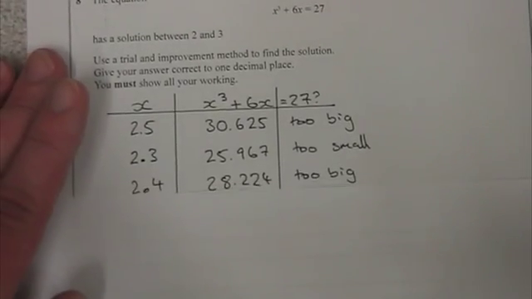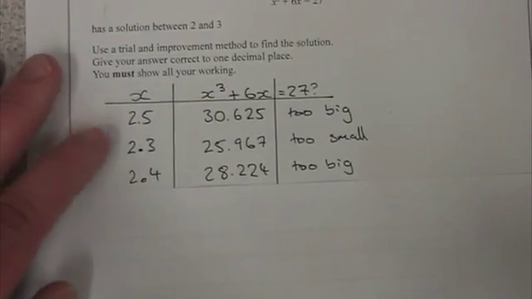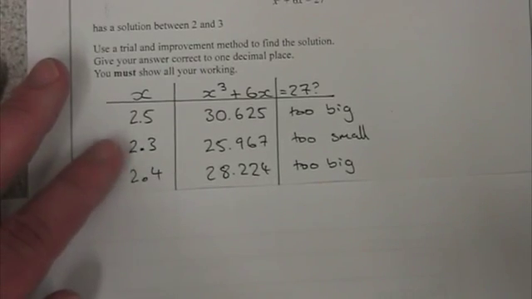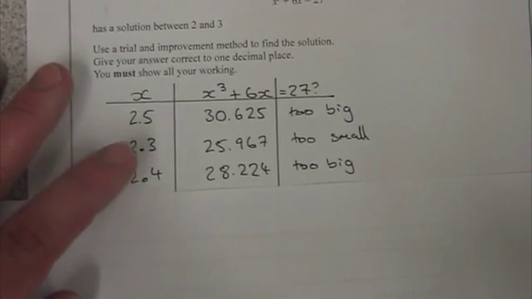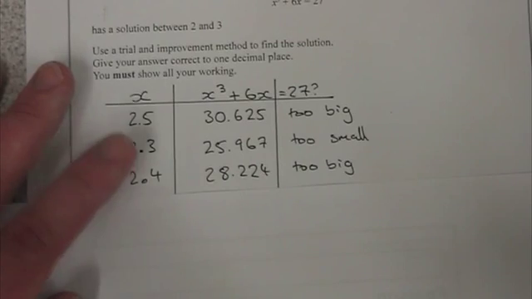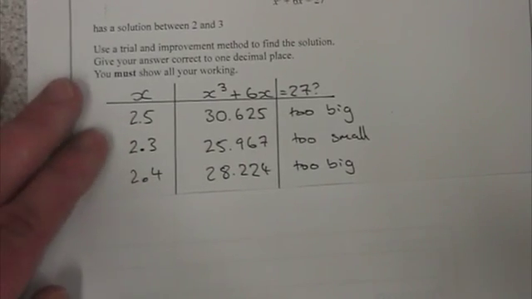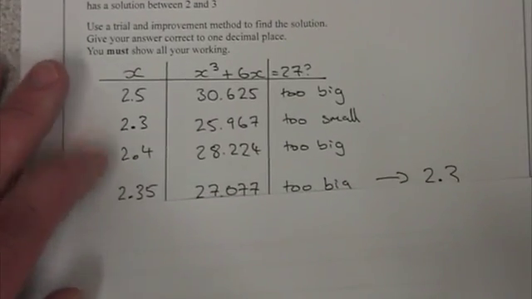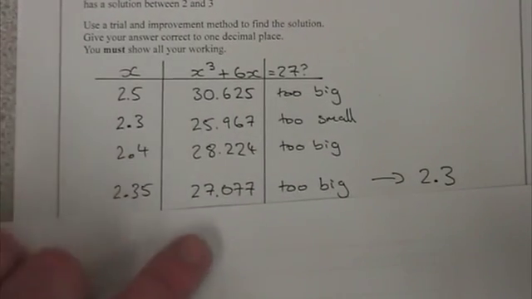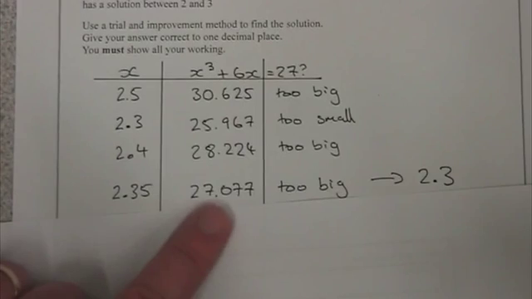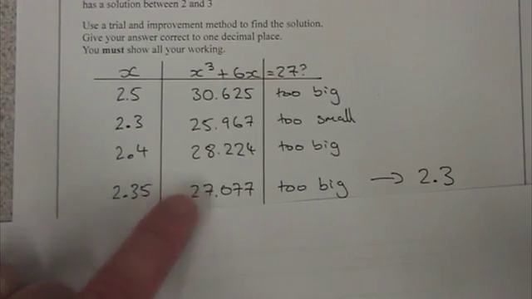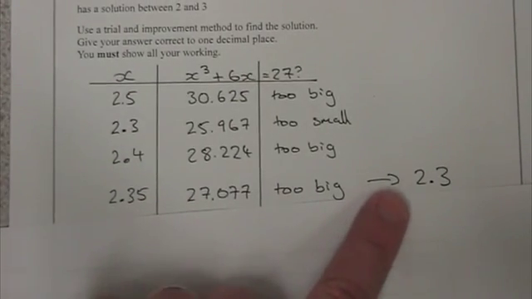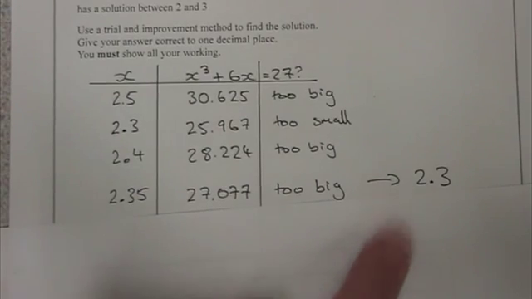I'm going to try 2.4, which I found is too big. So I know it's somewhere between 2.3 and 2.4, because 2.3 was too small and 2.4 was too big. So to find out which it's going to round to, I'm going to try 2.35, and I found that that was too big, which means I must need to round it down. So I know the final answer to one decimal place is 2.3.